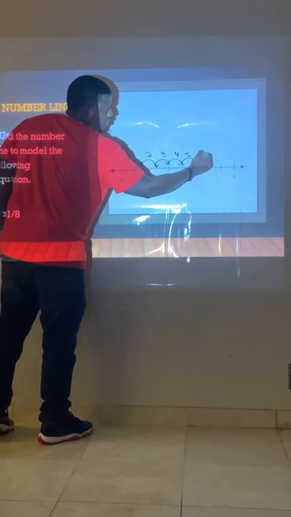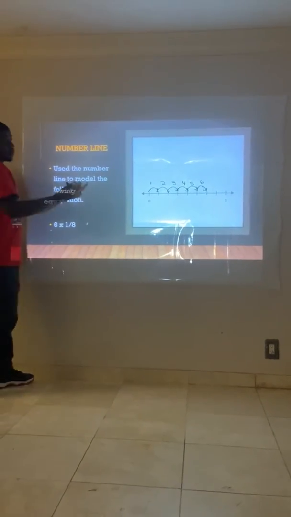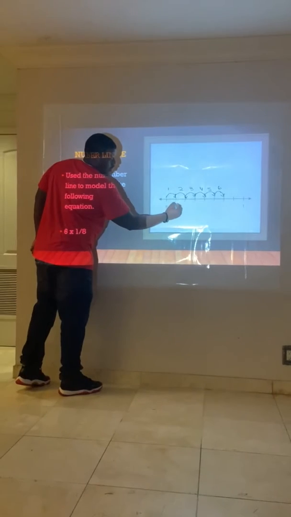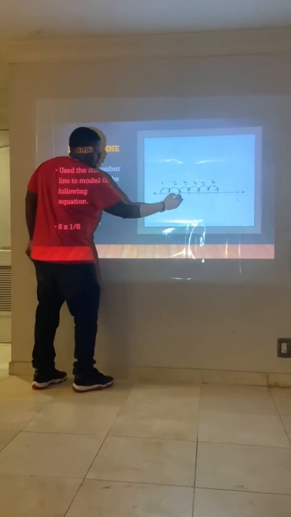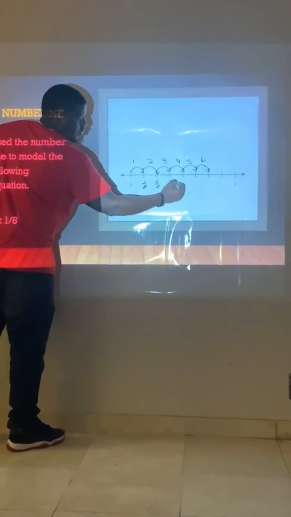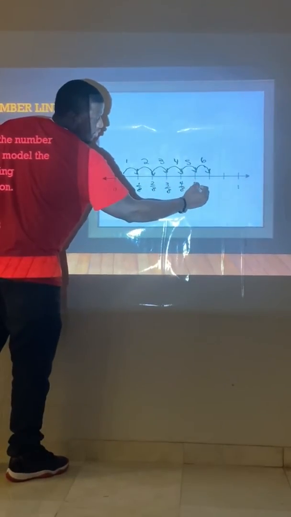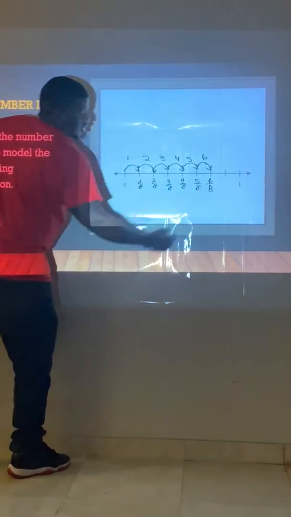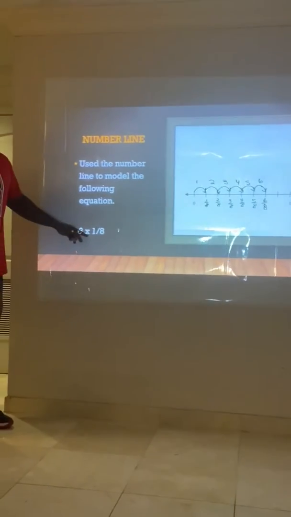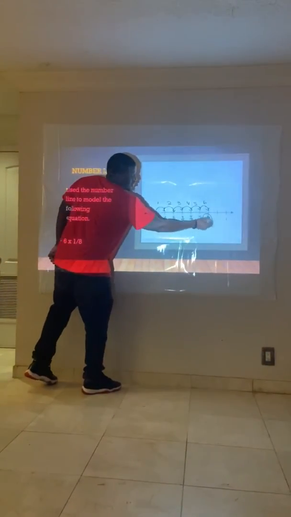And that would be 6. 6 groups of 1/8. So now when I'm going through, I should see that this will be 1/8, 2/8, 3/8, 4/8, 5/8, and 6/8. So when I do 6 jumps of 1/8, it stops me on 6/8.